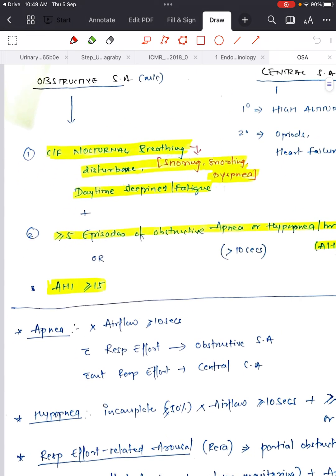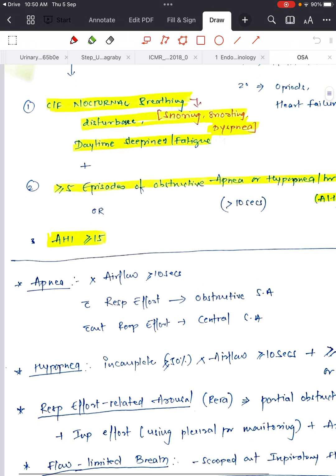So how to diagnose obstructive sleep apnea? There are two conditions. One, there should be clinical features, like nocturnal breathing disturbances in the form of snoring, snorting, gasping. There should not be daytime dyspnea. Remember that only at night time the patient wakes up with gasping, which is suggestive more of obstructive. If there is daytime dyspnea, then it goes towards different causes, maybe cardiac or other causes. Plus there should be nocturnal symptoms and daytime sleepiness and/or fatigue.